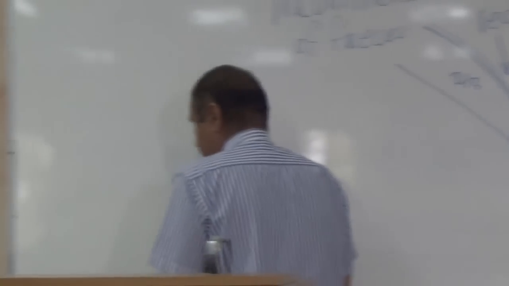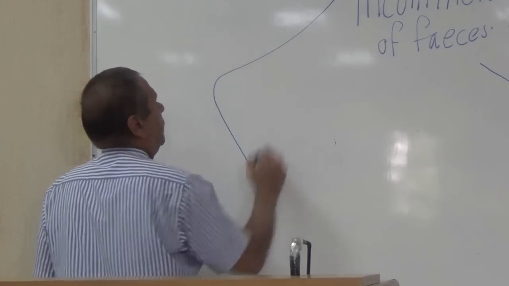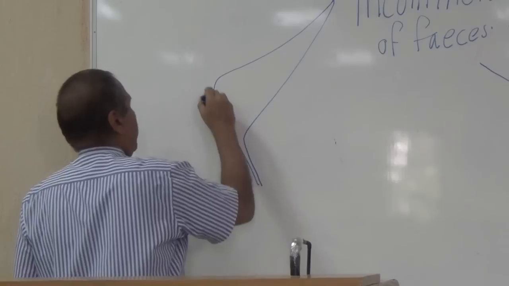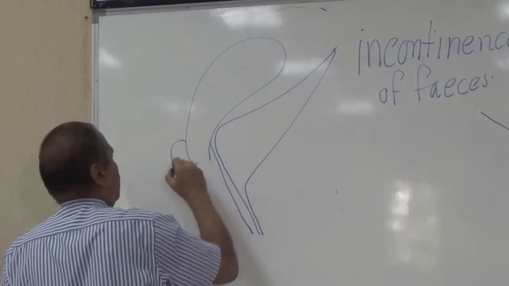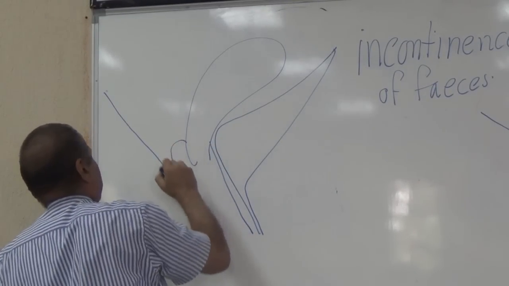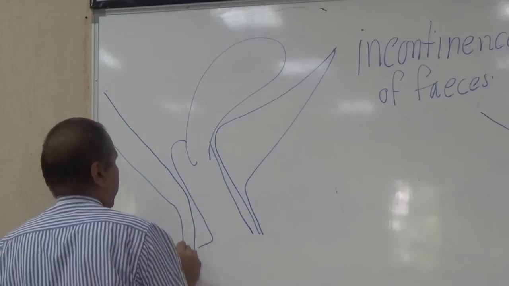In female, I'll find here the urinary bladder, and this is the female urethra, and then this is the vagina, and this is the cervix, this is the uterus, and this is the posterior wall of the vagina, and this is the rectum. And this is the anal canal.